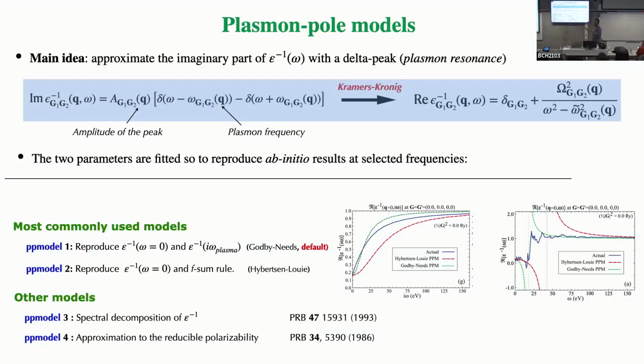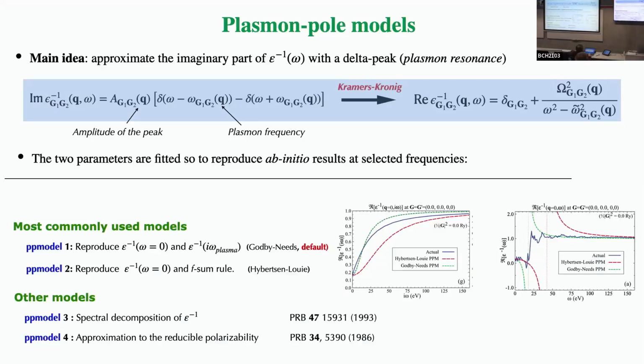If you assume that the imaginary part can be modeled with a single peak, then these are the parameters for the real part. But how do we obtain these parameters? So A, omega, and big Omega. Big Omega is just a function of A and omega. In order to obtain these parameters, we fit ab initio results, so we try to reproduce ab initio results as closely as possible. And I'm going to skip these two models. I'm mainly focusing on these two techniques.